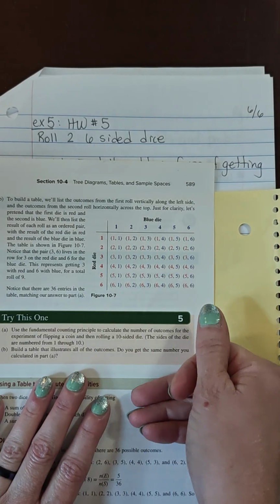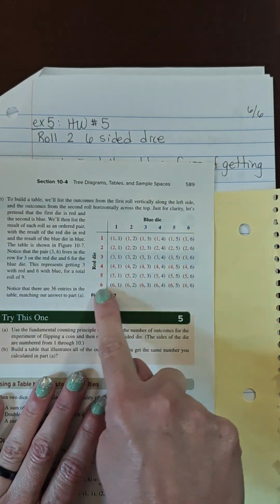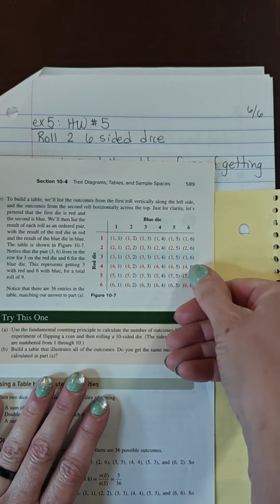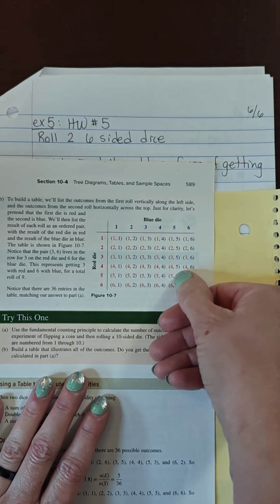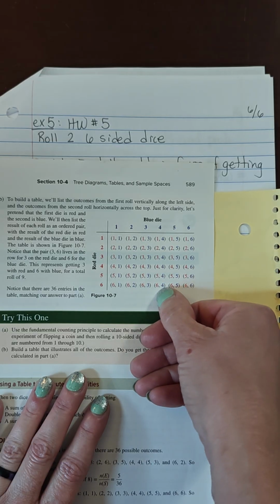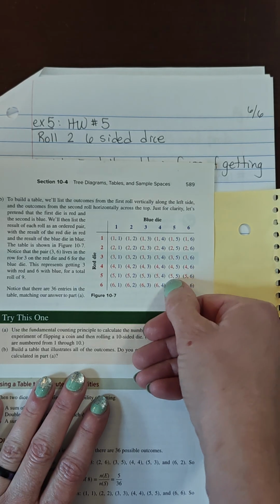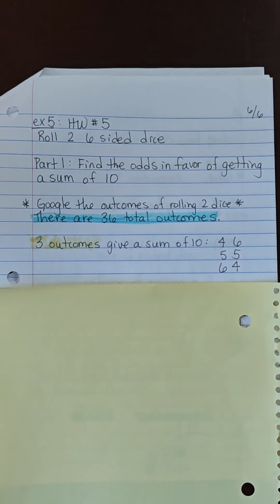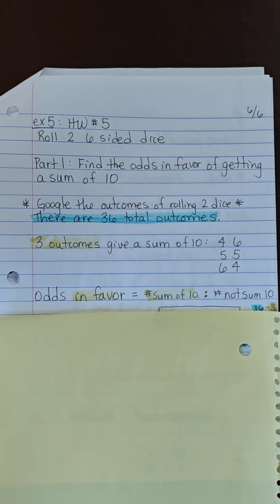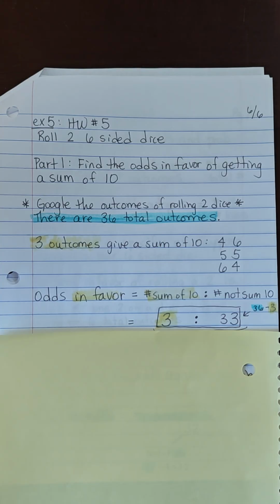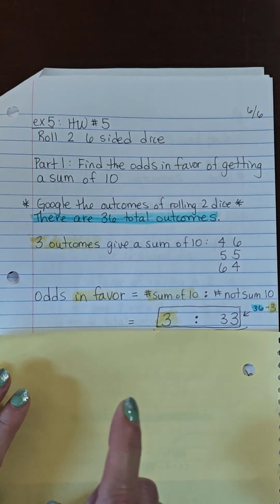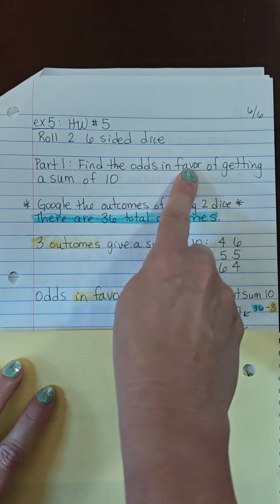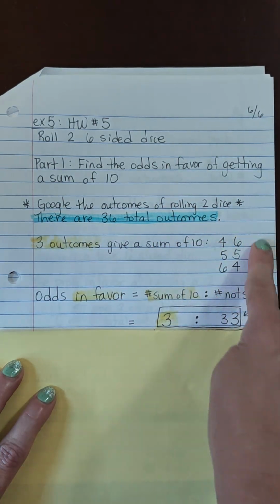We want a sum of 10. And remember, the diagonals have those sums being the same. So it looks like right here is my sum of 10 diagonal, the 4, 6, 5, 5, 6, 4. So it looks like those 3 outcomes right there are the number of ways to get a sum of 10. So the odds in favor of getting a sum of 10, because it says odds in favor, means that I need these 3 outcomes to come first.